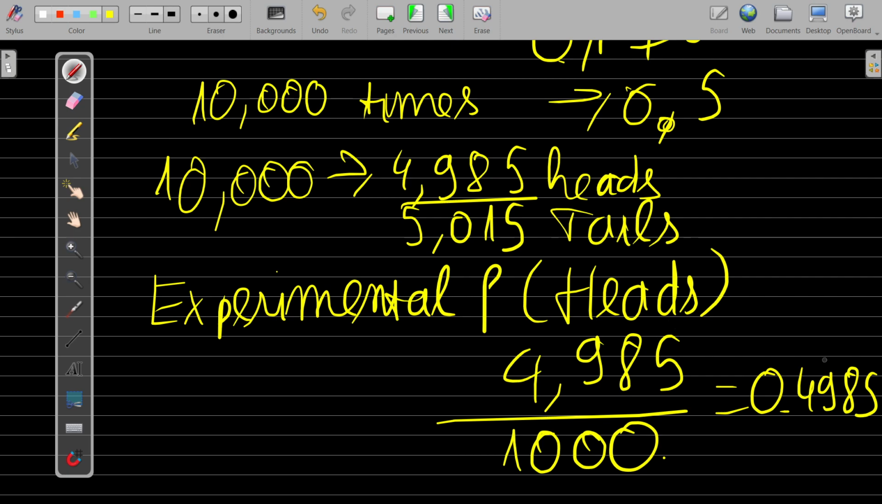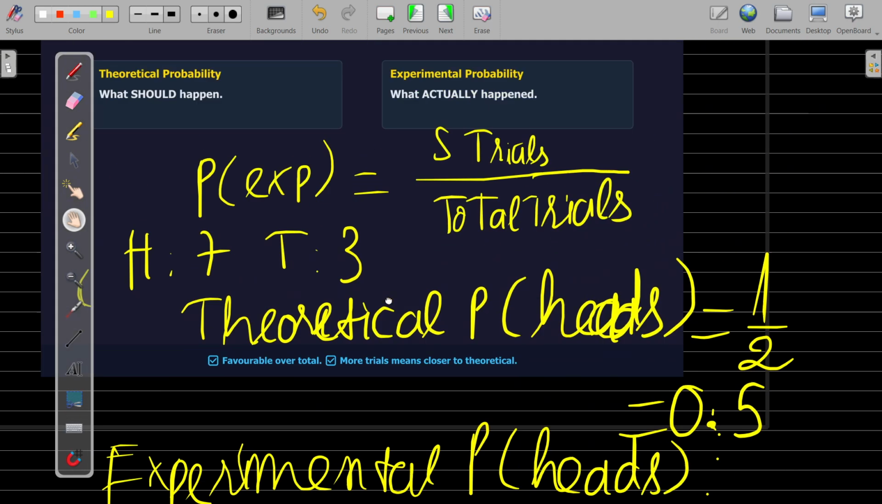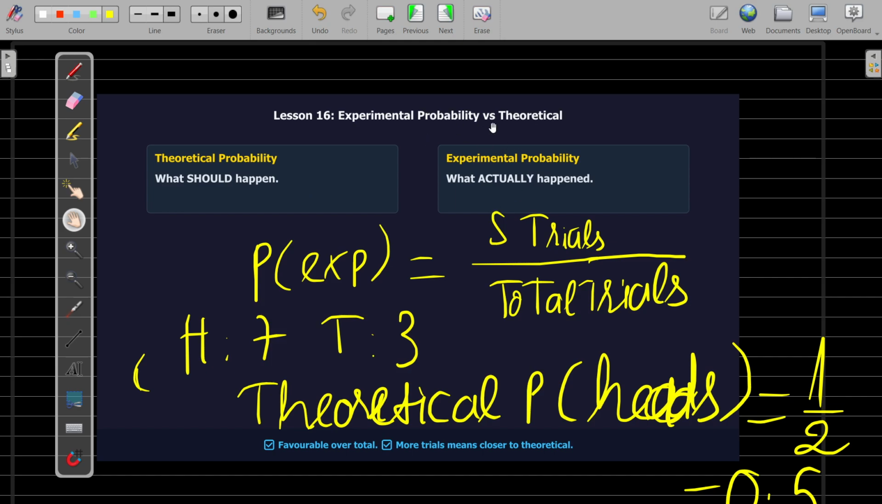Now, if you flip this a million times, it will be even closer. This will give us something like 0.499999. But the core of the idea is that with a small number of trials, this number will be very big or very small, whereas with a large number of trials, it will go closer to the theoretical probability right here. So remember that the formula is always favorable over total, whether in theory or in experiment. And always remember the golden rule of statistics: more trials means it's closer to the theoretical probability.